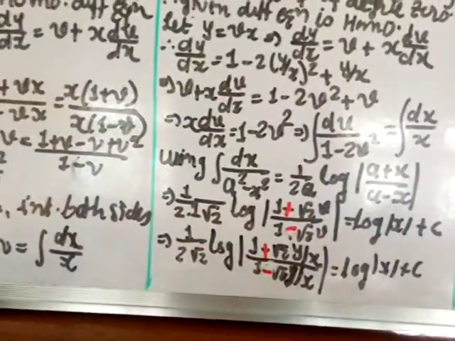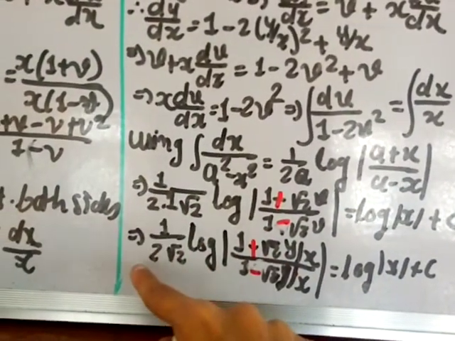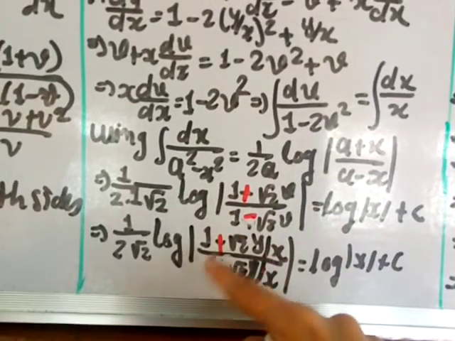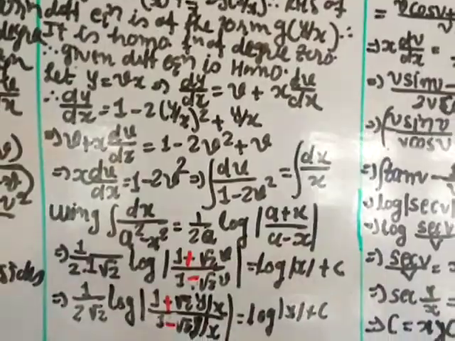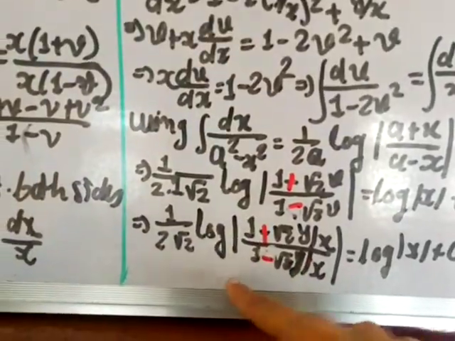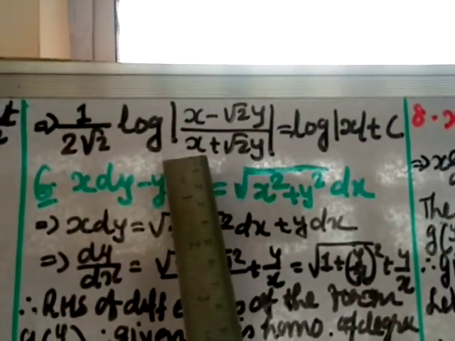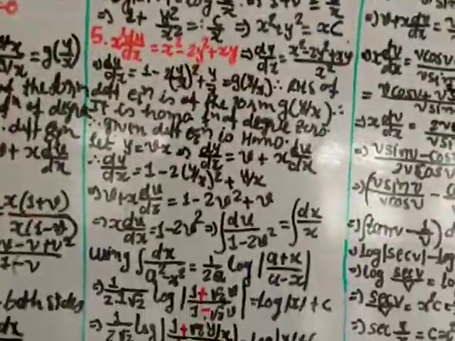Now here, and this root 2, why this root 2? Because the coefficient of v is root 2, so I have to divide by root 2. So here you get 1 by root 2 log of 1 plus root 2, put the value of v, y by x, divided by 1 minus root 2, v value is y by x, equal to log x plus c. Okay, now let us simplify a little bit by taking LCM. So you take LCM x here and x here, and cut the denominator together. So I have written here 1 by 2 root 2 log of x minus root 2y divided by x plus root 2y equal to log x plus c. So that is the solution for question number 5.